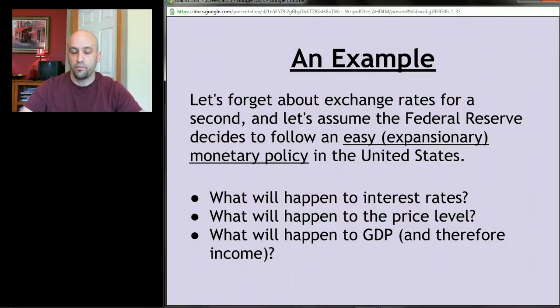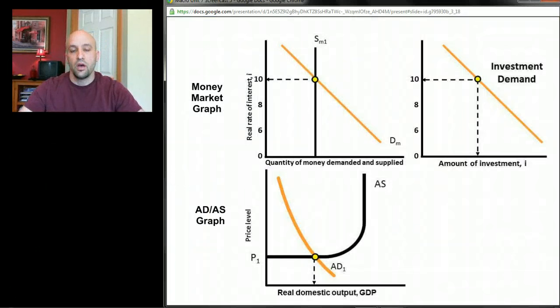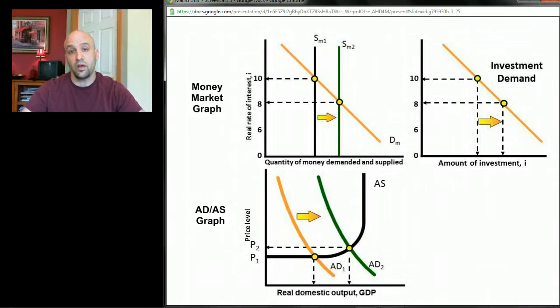Going back to that cause and effect chain of how monetary policy works, it might look something like this. The graph on the upper left is that money market graph. On the upper right, we have the investment demand curve. On the bottom, we have our aggregate demand, aggregate supply graph. We know that an easy money policy would shift the supply of money to the right, which would make interest rates go down.